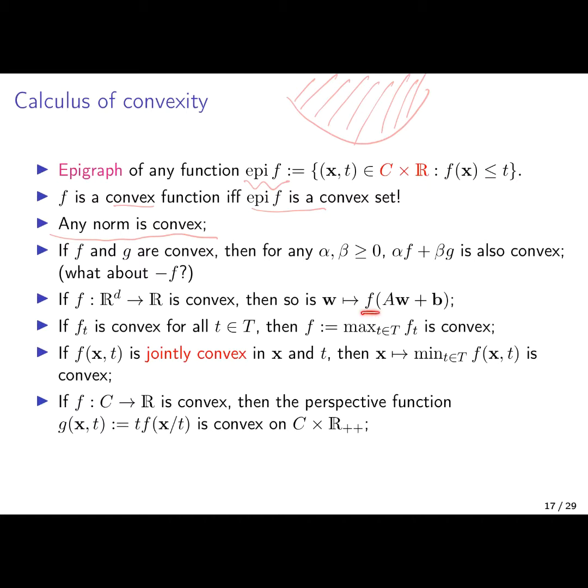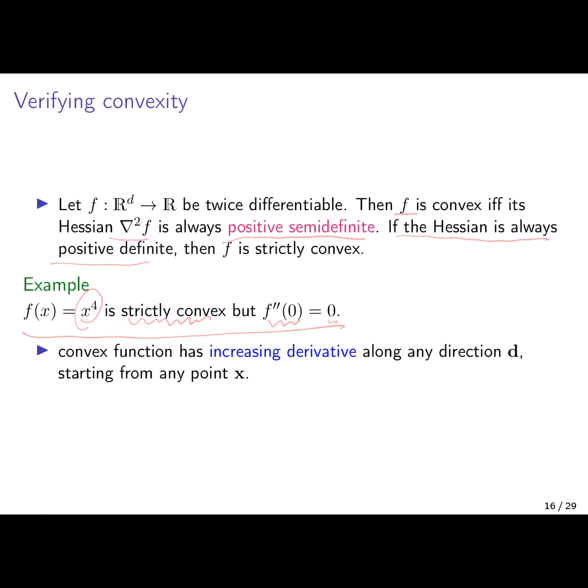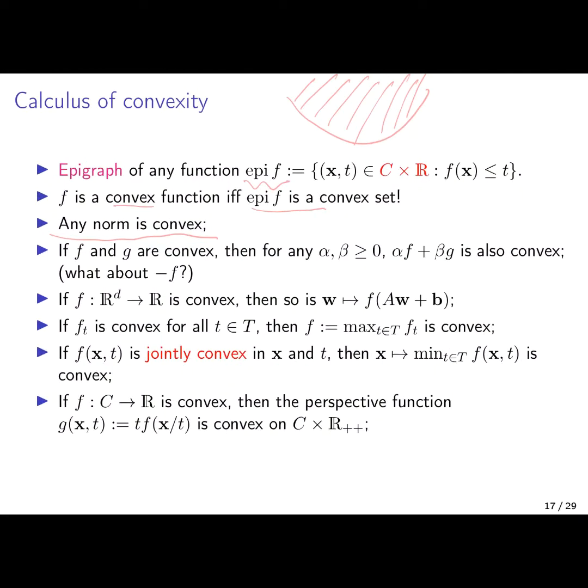And if you compose the function with a linear function, then it's also convex. If you take the maximum over some convex functions, then it's convex. And if you take the minimum, it is also convex, but only when the function is convex in terms of x and t as a whole. Okay. And finally, this perspective function defined this way is jointly convex in x and t if f is convex. Okay, so these are very useful rules. Once you get familiar with them, and you can combine with this theorem here, then you can easily verify for many functions whether or not they're convex.